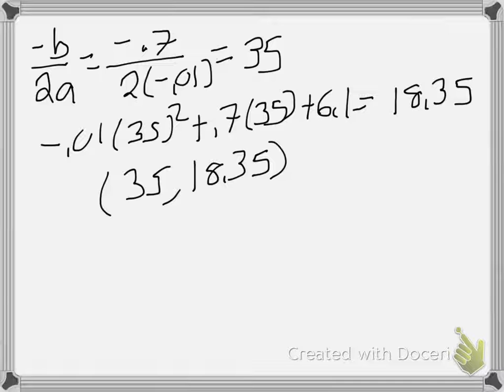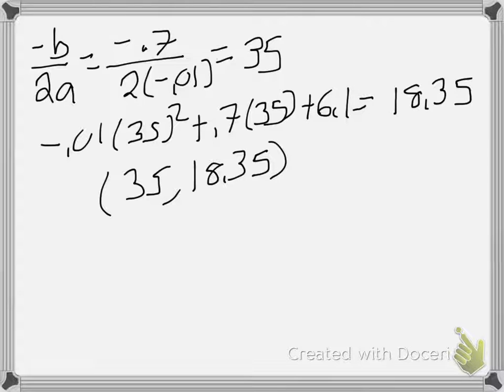So in other words, the 35 tells you that it's going to be 35 feet horizontal before it reaches its highest height, which happens to be 18.35 feet. So the significance of the vertex, it gives us the highest or lowest point depending upon the function.